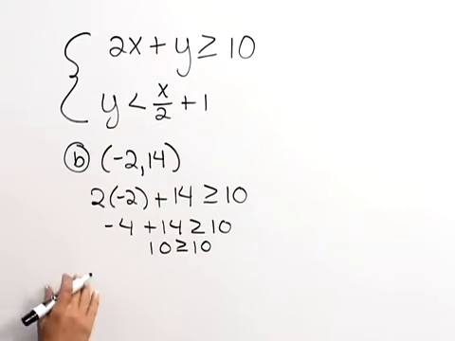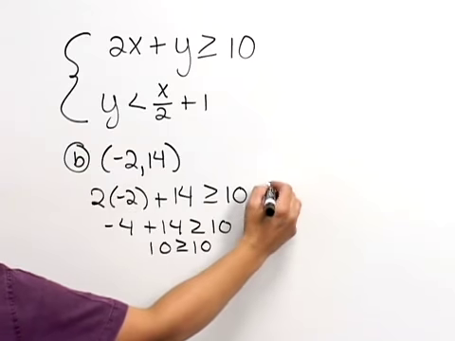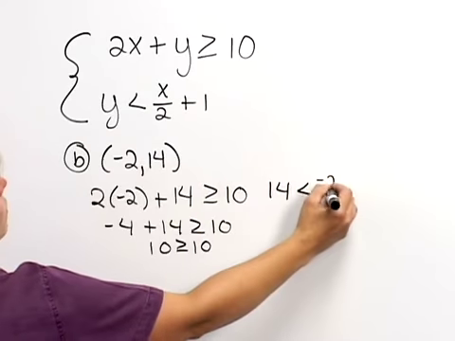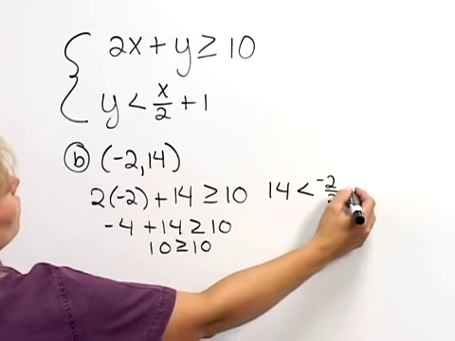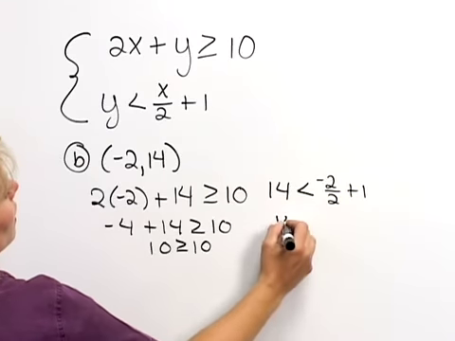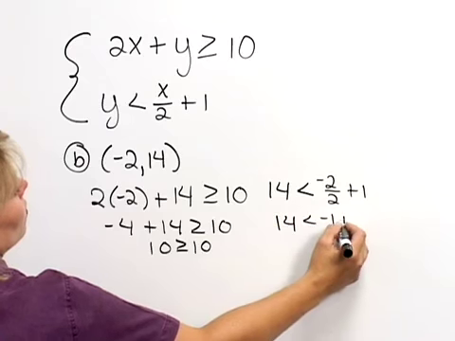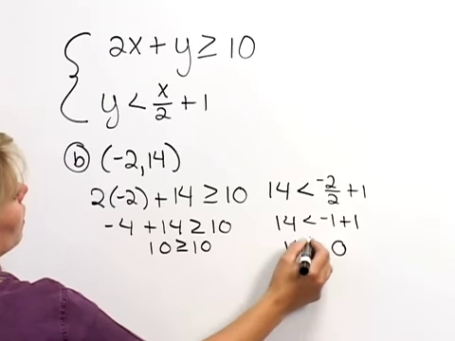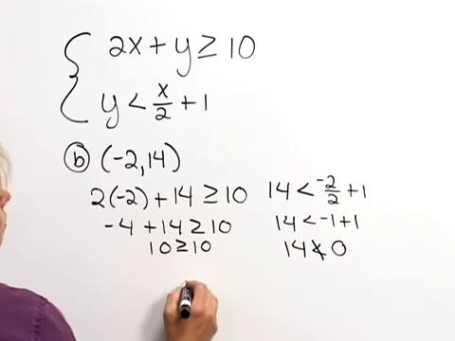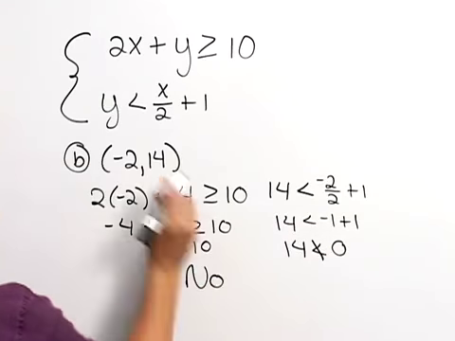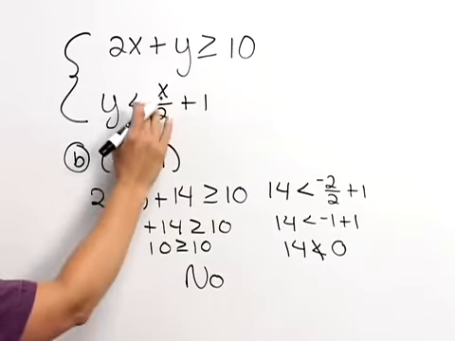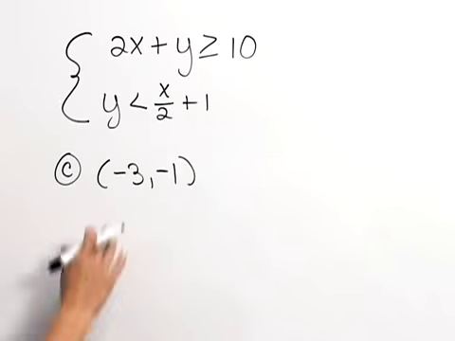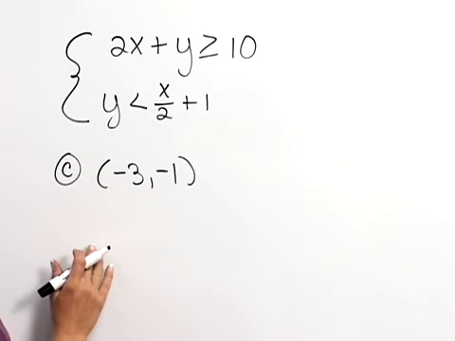Let's check it in our second one here. The y will be 14, and the x will be the negative 2. And so we have negative 2 over 2 plus 1, and that ends up being negative 1 plus 1. So we would say 14 is less than 0. Well, that's not true. So we would say that no, this point is not a solution to that system of inequalities.